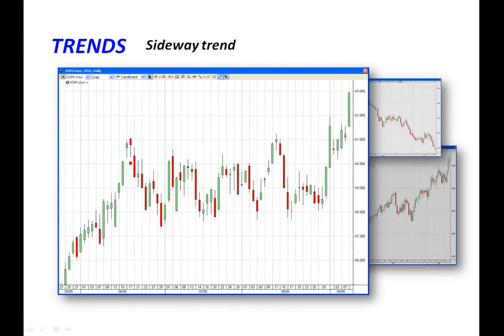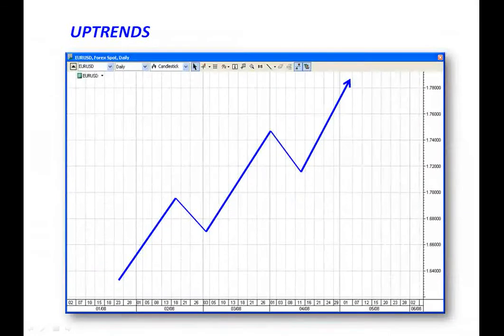And what is a sideways market? When the market is still deciding on the direction, the resting point, and how do we define them? First, let's talk about uptrends.